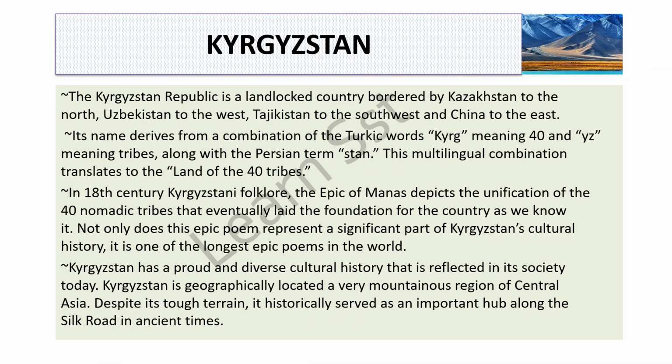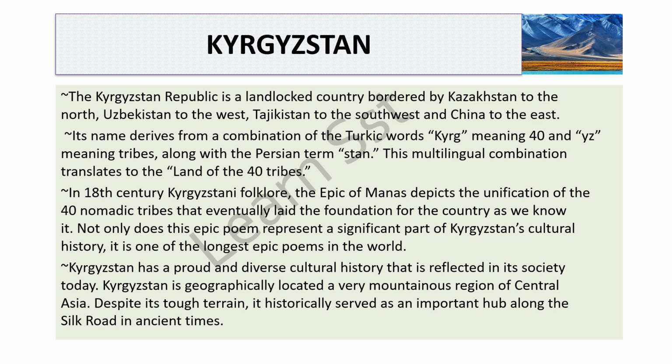The Kyrgyz Republic is a landlocked country bordered by Kazakhstan to the north, Uzbekistan to the west, Tajikistan to the southwest, and China to the east. Its name derives from a combination of Turkic words, that is Kyrg meaning 40 and Yiz means tribes, along with the Persian term Stan. So that is Stan is the suffix for all the Central Asian countries. This multilingual combination translates to the land of 40 tribes.